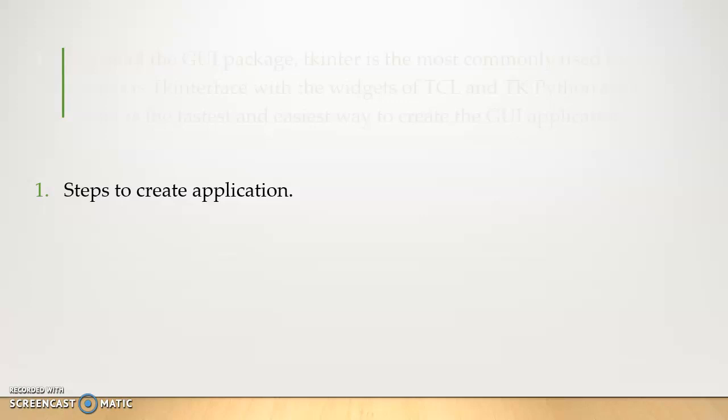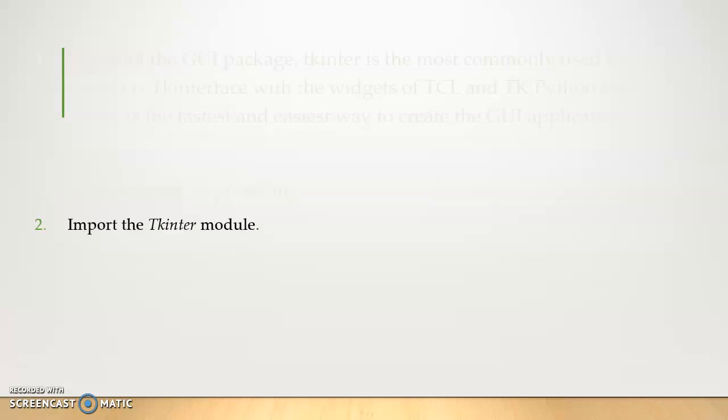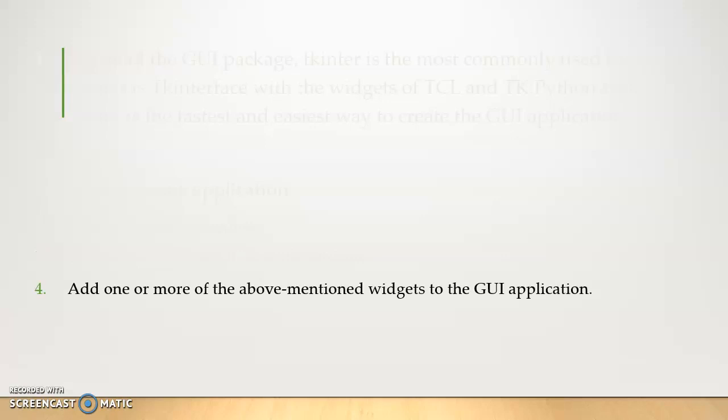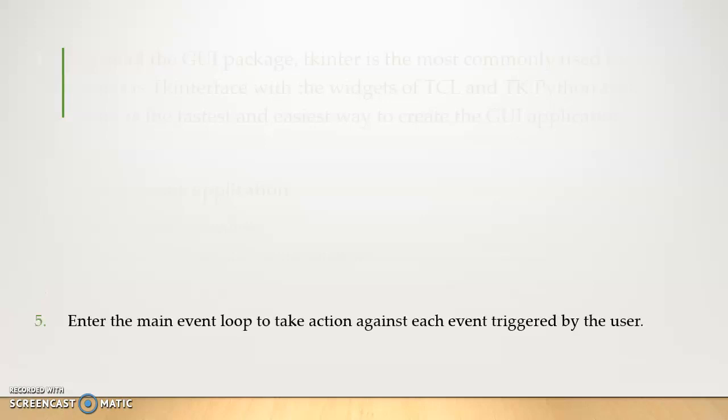So, what are the steps which are required to create an application in tkinter? Steps to create an application: import the tkinter module first, then create the GUI application main window. Third, add one or more of the above mentioned widgets to the GUI application. There are several widgets which are available. We can use any of the widgets. Then enter the main event loop to take action against each event triggered by the user.